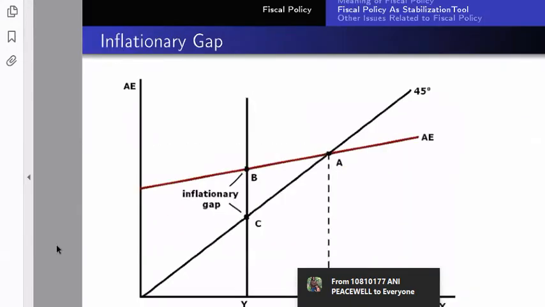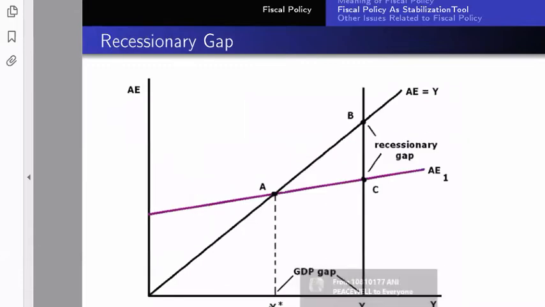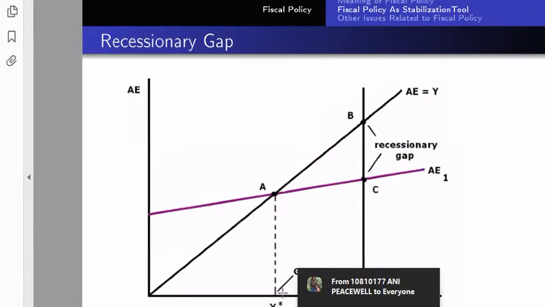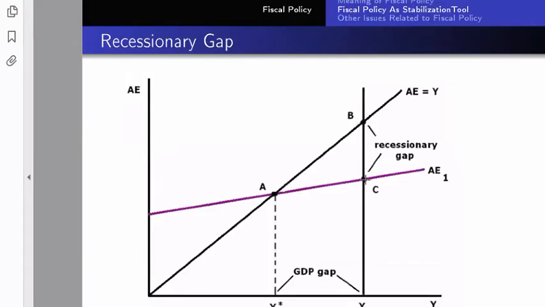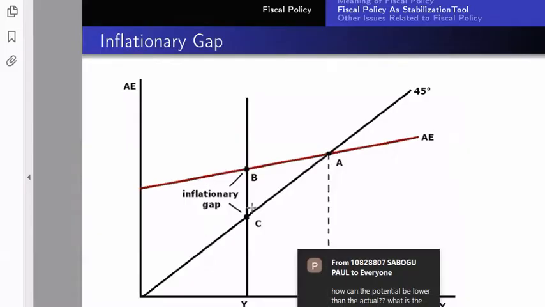So here we have a situation where the potential is greater than the actual, and there's a recessionary gap. And this is how you tell the recessionary gap. You use the 45-degree line, the difference between the 45-degree line and the actual expenditure line, or aggregate demand line, will give you the recessionary gap. Also, here, potential is lower than the actual. So to get to the gap, it is again the 45-degree line.